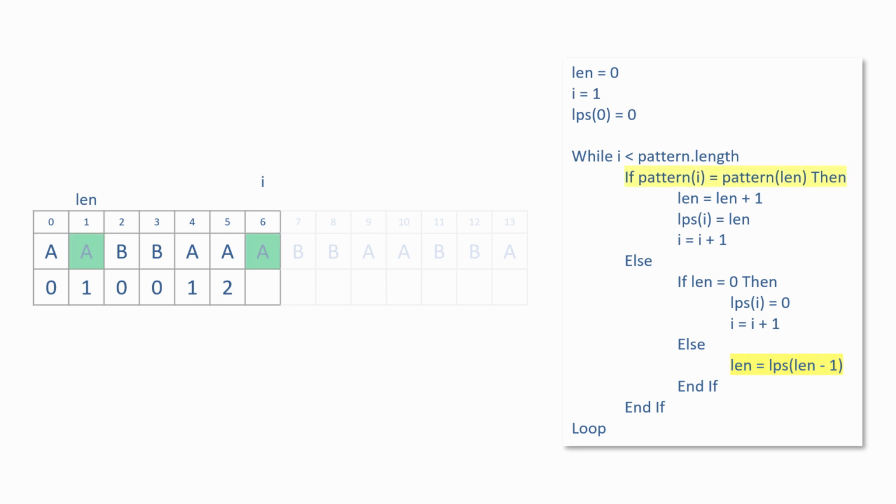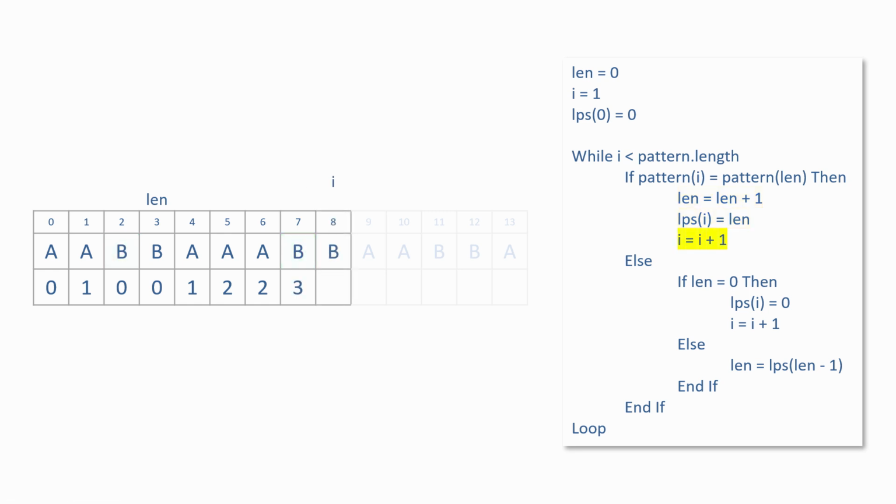A new pair of characters are compared, and they are the same. Len advances. Another LPS value is saved. And I advances to the next partial match. Another pair of characters are the same. Len is incremented, giving us another LPS value.